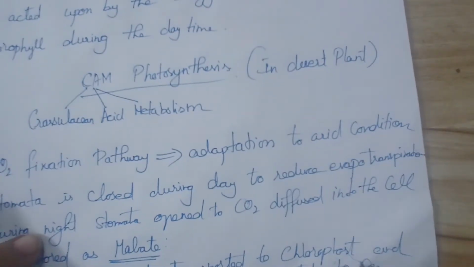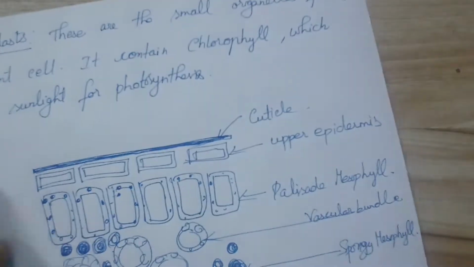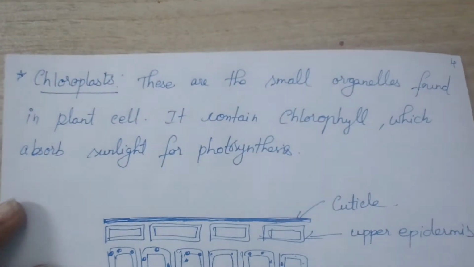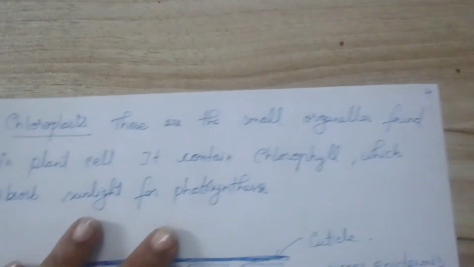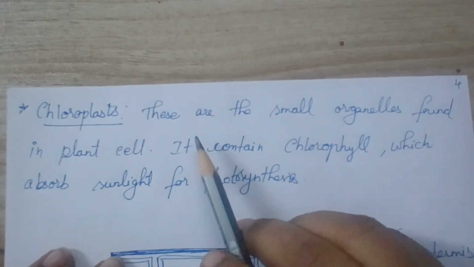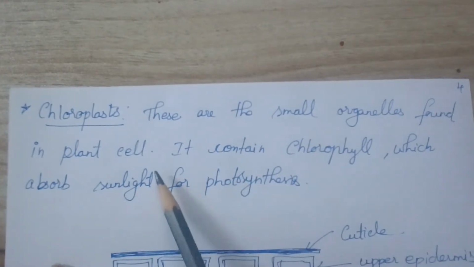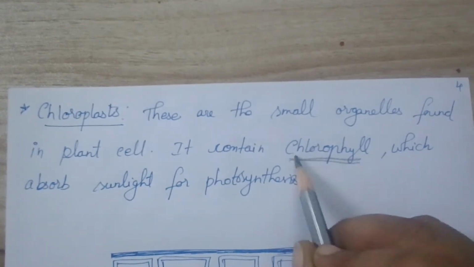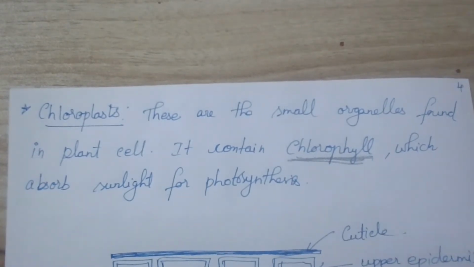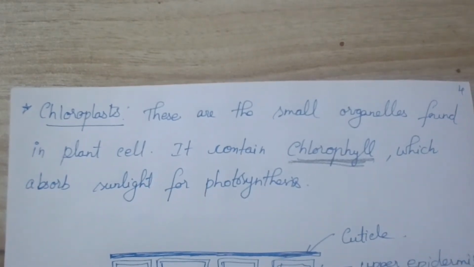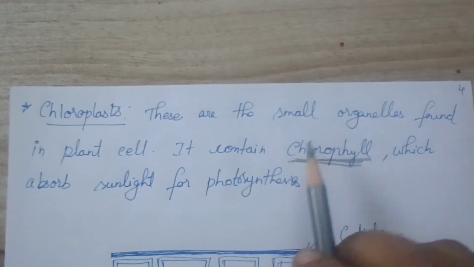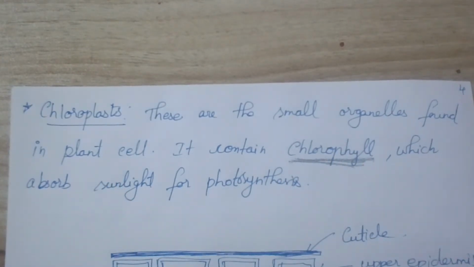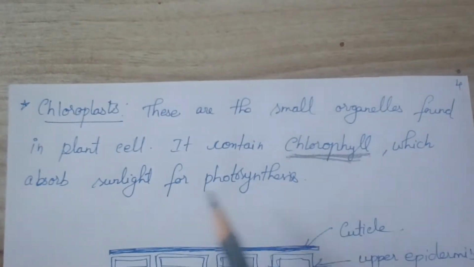So we have learned this here, transported to chloroplast. And what is the chloroplast, and how is this malate converted into carbon dioxide in that? Okay, so we'll see what is chloroplast in detail. Chloroplasts are the small organelles found in the plant cell. It contains chlorophyll. Only this chlorophyll absorbs the sunlight for the photosynthesis process. Okay, the chlorophyll is present in the small organelles that are called chloroplasts.